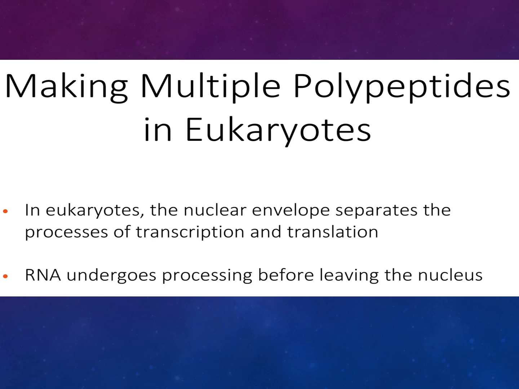So in eukaryotes, the nuclear envelope separates the processes of transcription and translation, and RNA undergoes processing before leaving the nucleus. So that's the end of this video today.